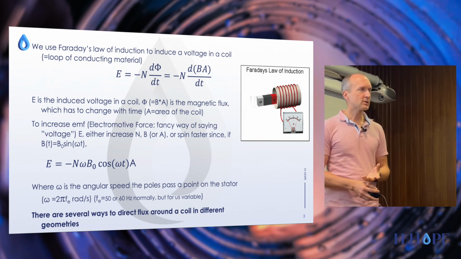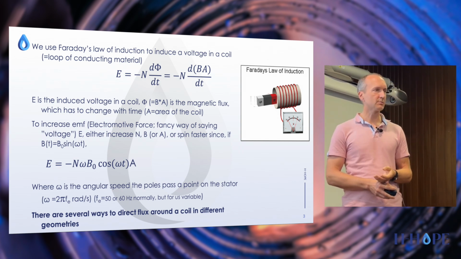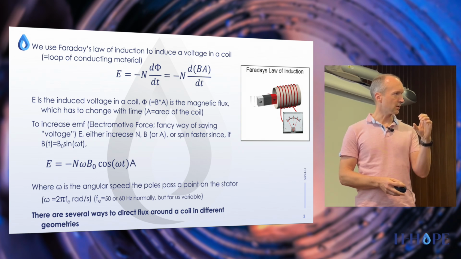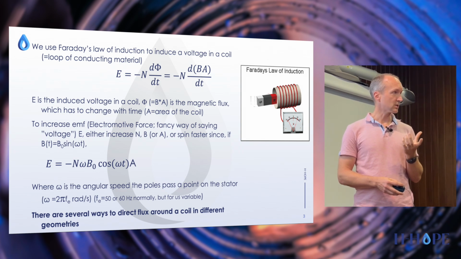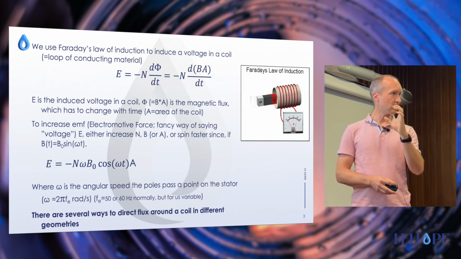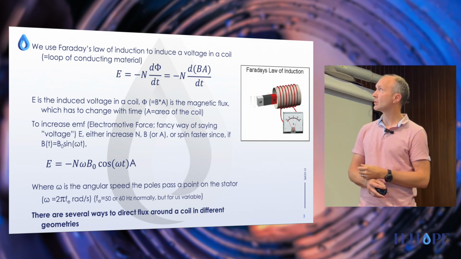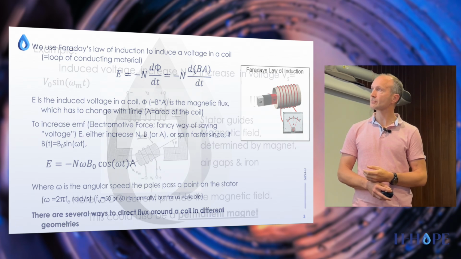Now, I have to say that there are several ways to direct flux around the coil in different geometries. As soon as you see that if I put the coil here, the flux will change as a function of time, then there will be an induced voltage. So there are different positions you can put the coil. You can put it like here, like a tubular setup, or in a radial position, because then the flux will also change. And that has to do with the efficiency of the generator that you want to build.